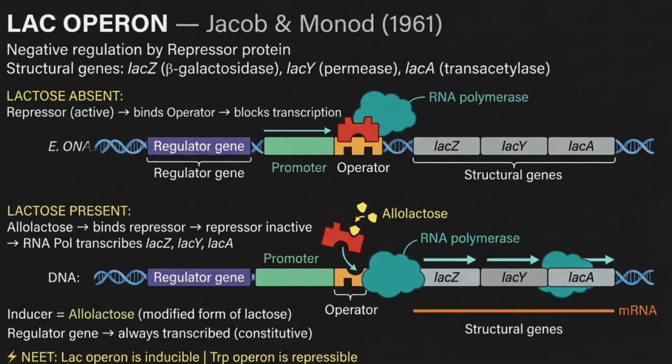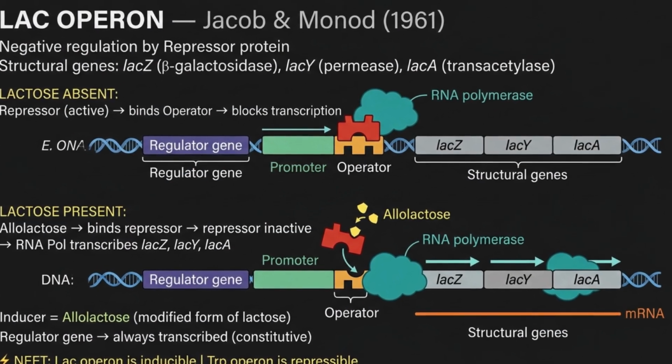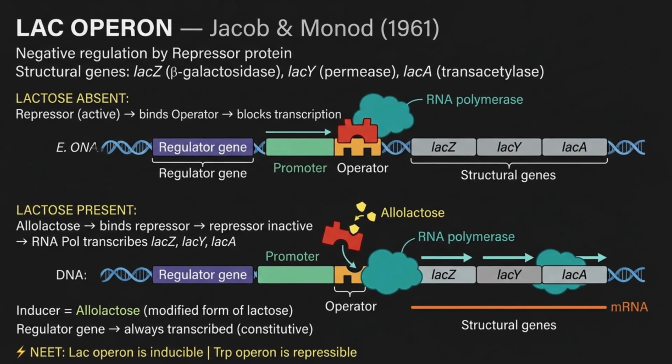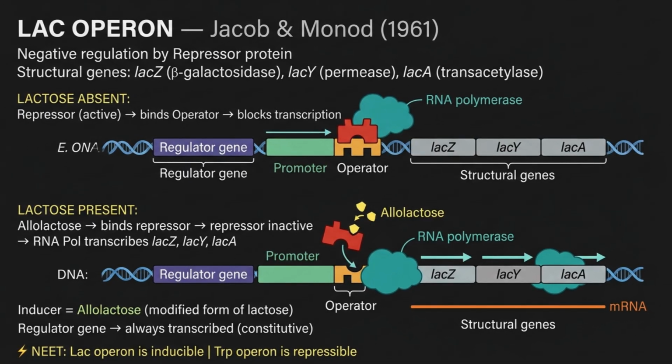The Lac Operon is one of the most important concepts in this chapter, and NEET loves it. Proposed by Jacob and Monod in 1961, the Lac Operon is a classic example of gene regulation in prokaryotes. It controls the metabolism of lactose in E. coli. The operon has a regulator gene, a promoter, an operator, and 3 structural genes: LAC-Z, which makes beta-galactosidase; LAC-Y, which makes permease; and LAC-A, which makes transacetylase.